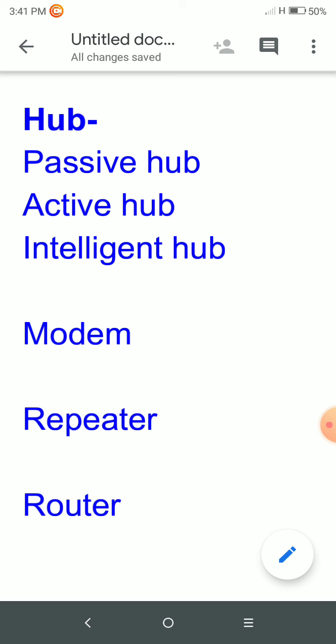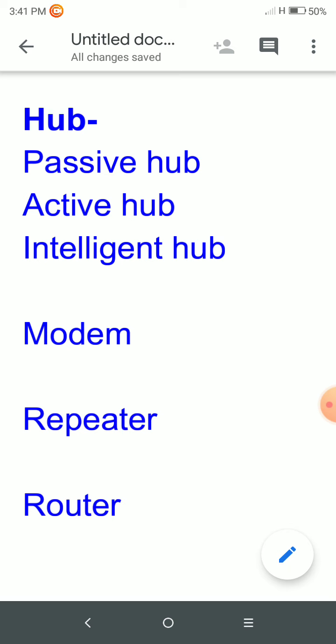The next one is the active hub. Since this device not only interconnects but also amplifies and cleans up the signals, it is called an active hub. It is useful for connecting as well as for amplification. It amplifies the signals and broadcasts them, hence we use an active hub for that. An active hub contains electronic circuits, through which the amplification is done.